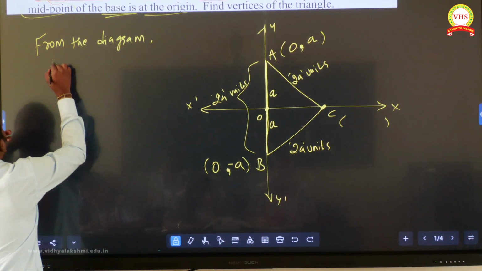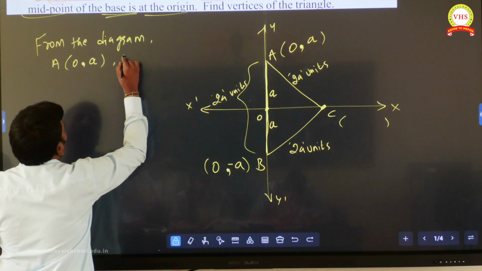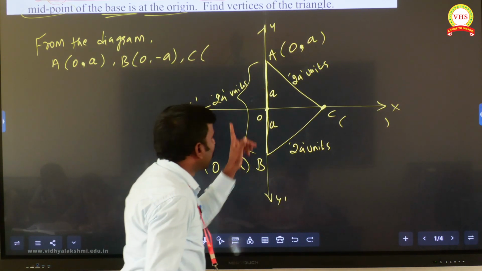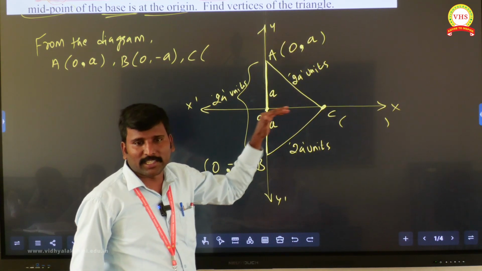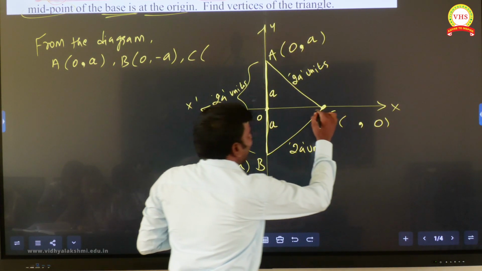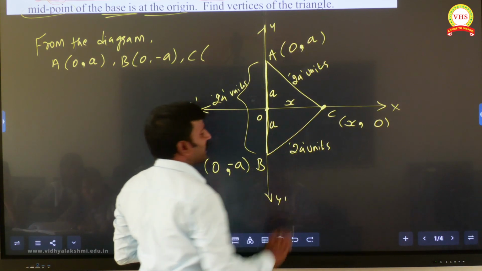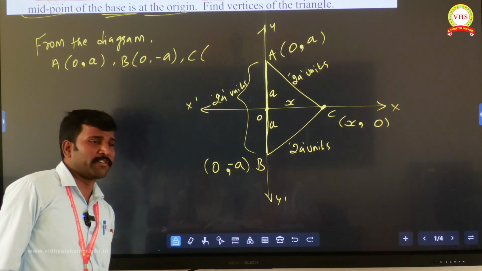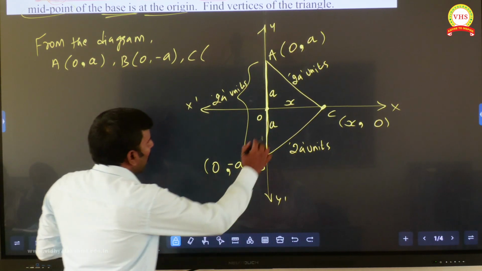From the diagram, what values do we know? A vertex is (0, A), and B vertex is (0, minus A), and C vertex lies on the x-axis. When C lies on the x-axis, y will be 0. X will be something, so let me take it as X. Then the distance from O to C is X units. Even if you want to take H, you can, not a problem. That is our wish. I'm taking X.